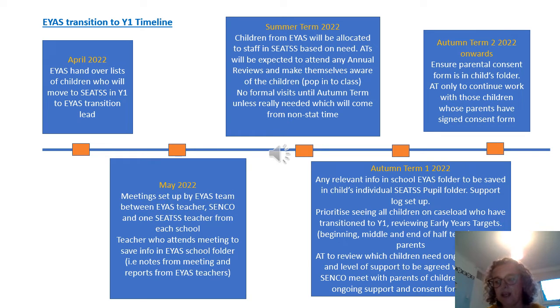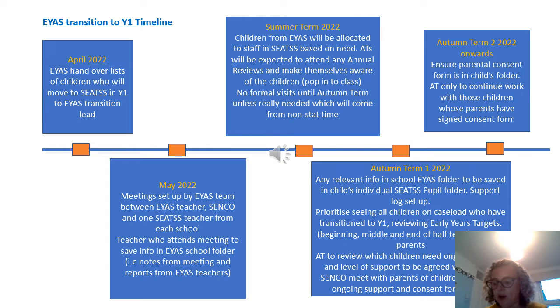Hello, my name is Gemma Segal and I am the link person for the transition from early years to Key Stage 1 process. I'm going to share this timeline with you to explain the process for this term and into the autumn term of 2022.